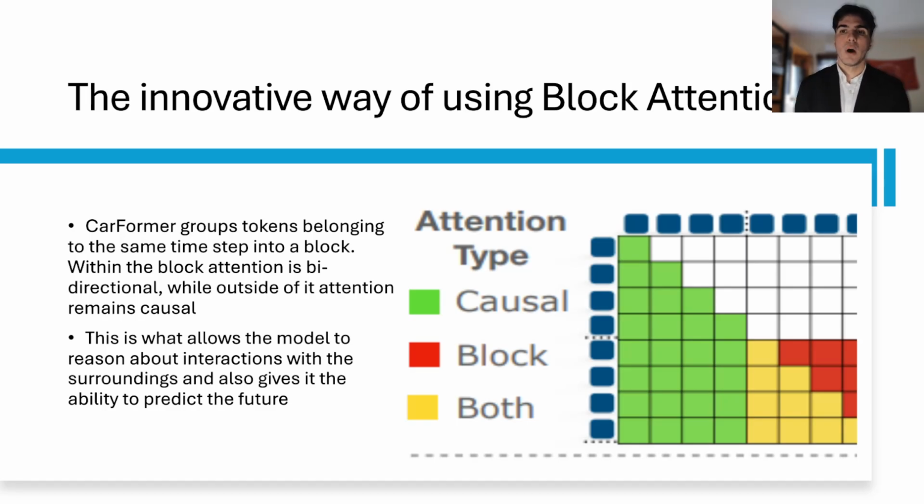And now for the innovative way of using block attention. To fix this problem, the authors introduced block attention. If you look at the attention mask diagram here, the green represents standard causal attention, which only looks at the past. Red represents the innovation. They group all tokens belonging to the current time step into a block. Within this red block, attention is bidirectional. Every object slot can talk to every other object slot. This allows the model to have full spatial reasoning about the current scene, while the green area ensures that we cannot cheat by looking into the future.